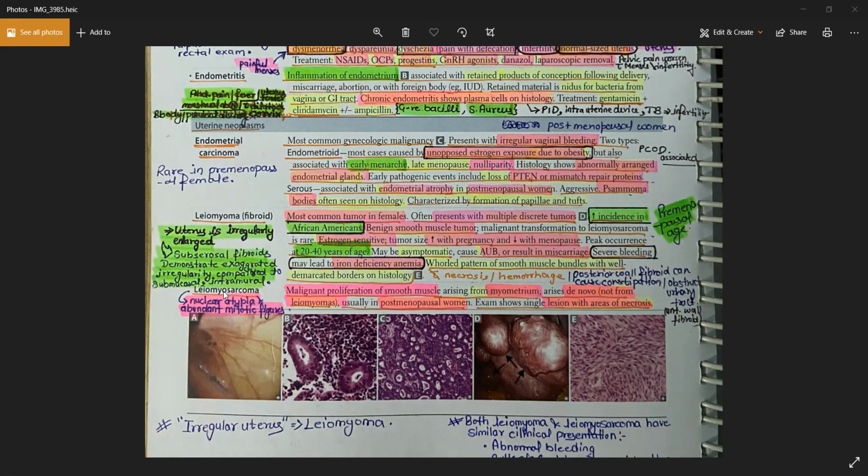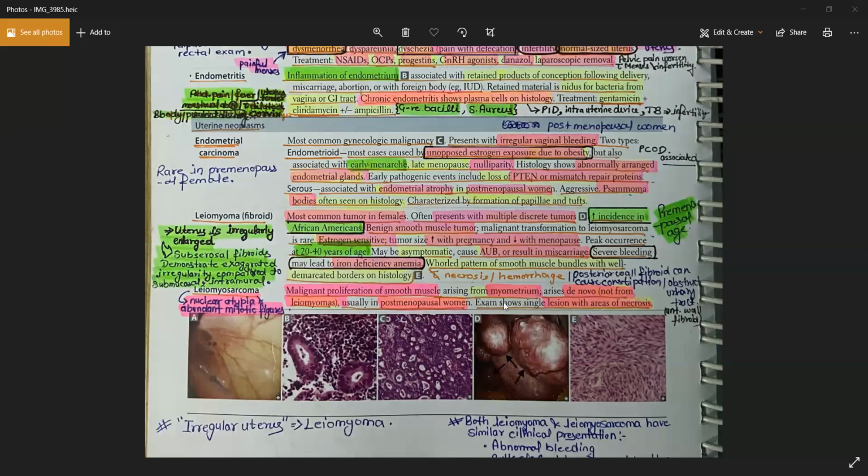And please note, this leiomyoma can never progress to the leiomyosarcoma. This condition is totally 100% benign. This is a separate tumor. It always forms like that only. Leiomyosarcoma is a malignant proliferation of the smooth muscles that arises from the myometrium. It always arises de novo, not from the leiomyomas. It is always seen in postmenopausal women, not in premenopausals.